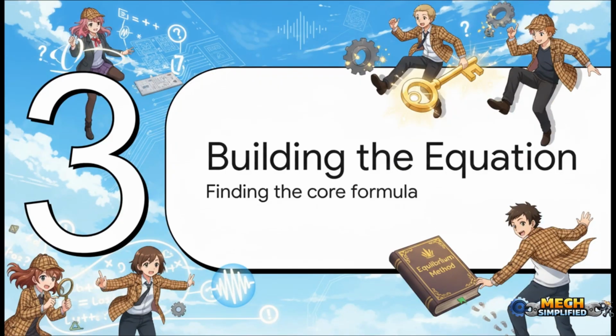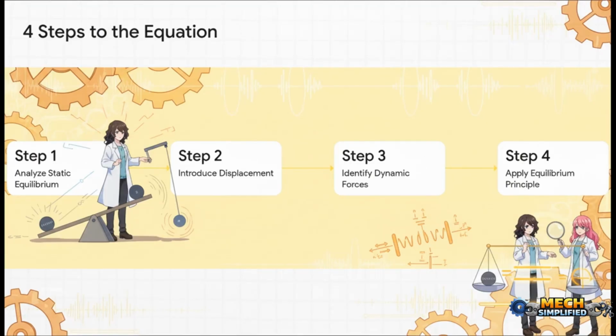All right, it's time to build our master key. We're going to play detective here for a minute, following the clues from our analogy to piece together the single most important formula in all of vibration analysis. And we've got a clear, four-step roadmap to get us there. First, we look at the system when it's at rest. Then we disturb it. We move it. Third, we identify the new forces that wake up because of that movement. And finally, we apply our equilibrium principle to see what it all tells us.